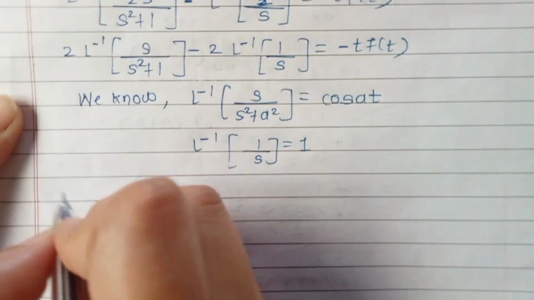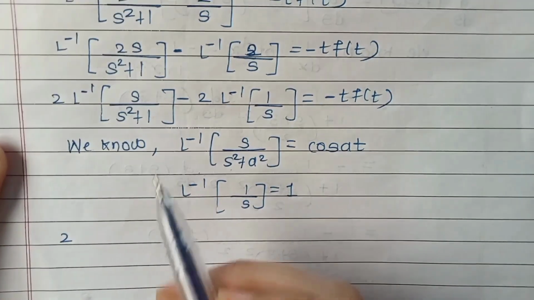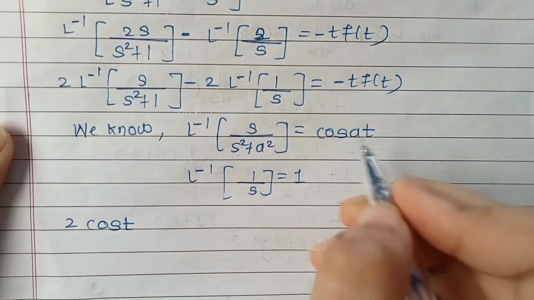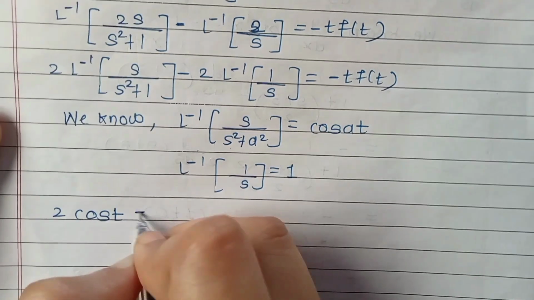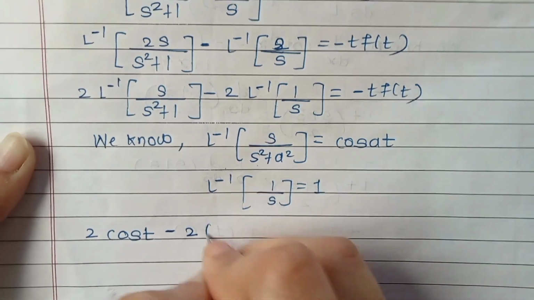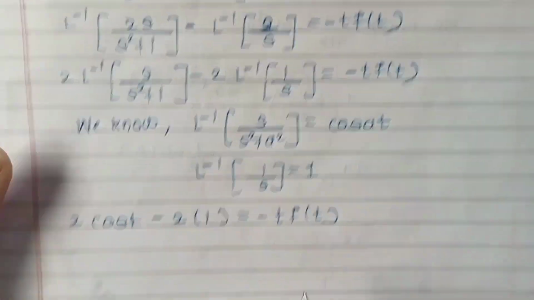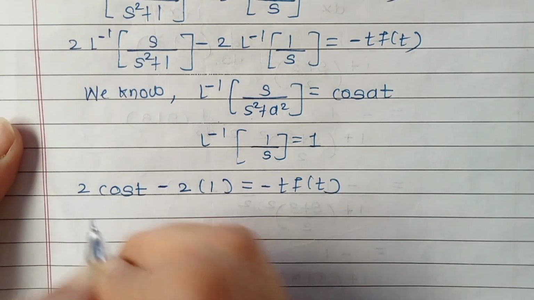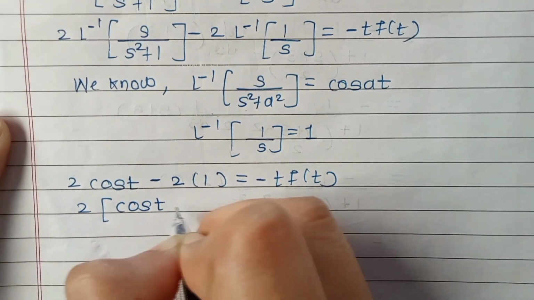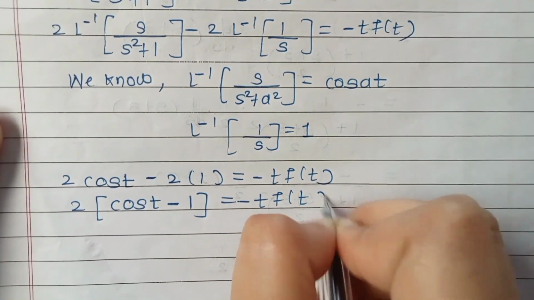So we will get here, this 2 will remain as it is. Inverse Laplace of s upon s square plus 1, comparing with this formula, we get cos t, because the value of a is 1 over here. Minus, this 2 will remain as it is, inverse Laplace of 1 by s is 1, is equal to minus t f of t. Next step, this 2 will come common. We will get 2 times cos t minus 1 is equal to minus t f of t.